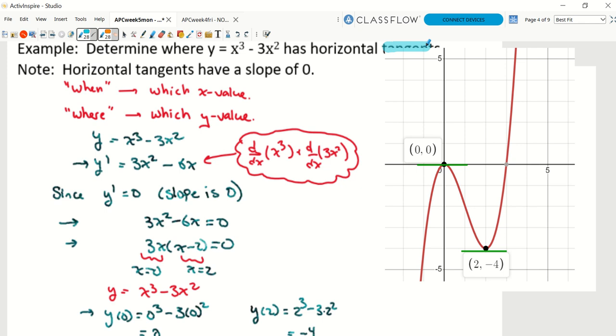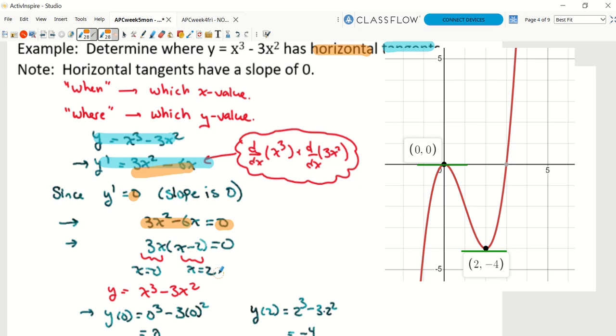When you see the word tangent, you think the tangent is slope, which is derivative. So I'm going to take the derivative using the power rule. Now, when you see horizontal, you just think to yourself the slope is 0. So I'm going to set this equal to 0. Factor and solve. You get 0 and 2 for the x coordinates.